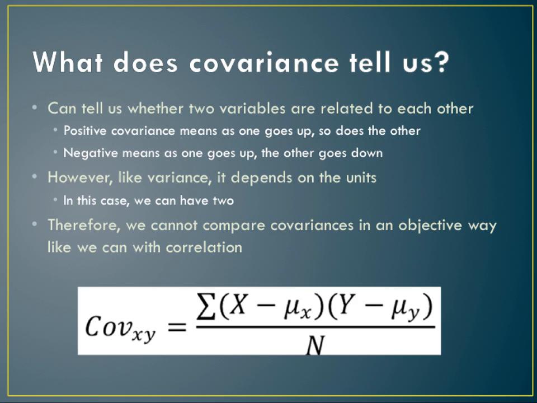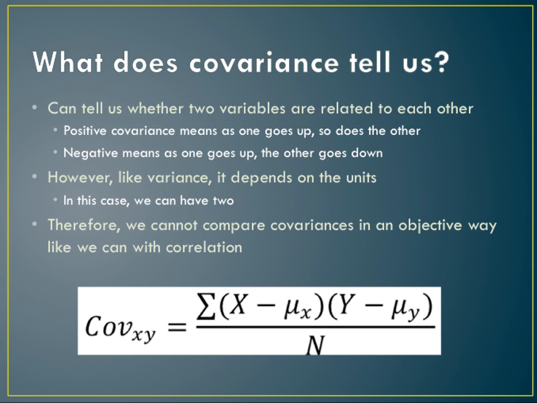So the issue with covariance is, and you've probably already picked up on this a little bit, covariance and variance, they're almost the same. Like variance, covariance depends on units. So you can't directly compare covariances. The covariance for height and weight, just because it's larger than the covariance between number of pencils and number of watches, doesn't mean that there's more variation there. It just means that they're in different units. So we can't objectively compare them like we can when we get to correlations.